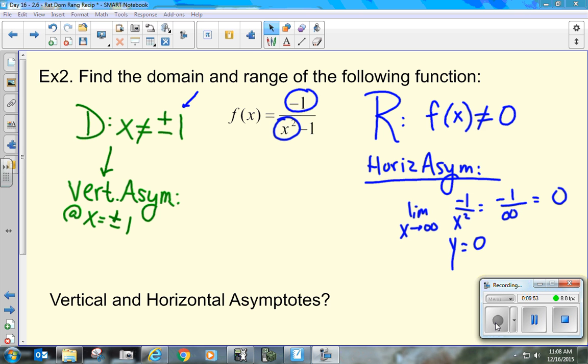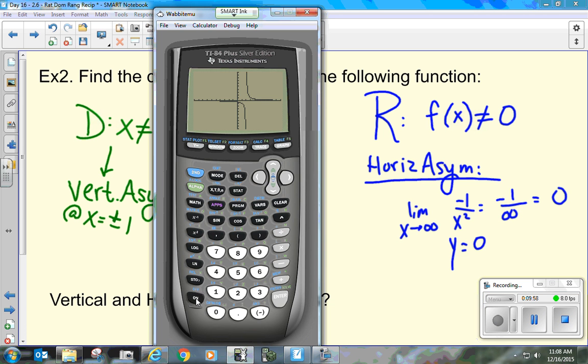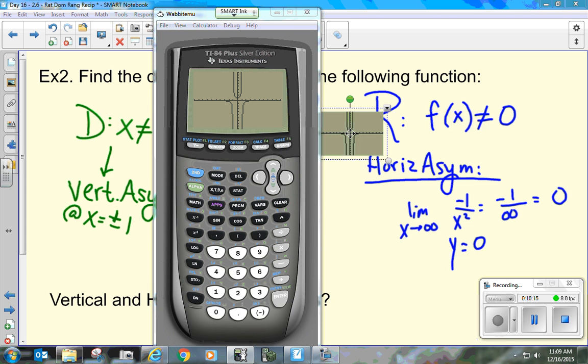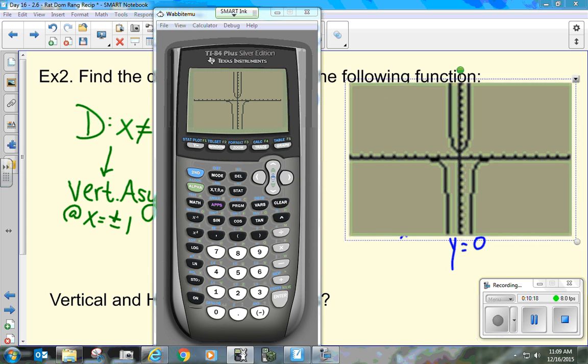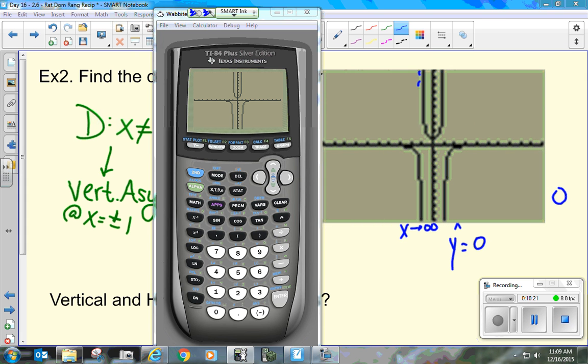So let's graph this and see if we're right. Negative 1 over x squared minus 1. Y equals, clear. Negative 1 over x squared minus 1. If I graph that, look at that, the asymptotes at negative and positive 1 are the vertical ones. There's negative 1, there's positive 1, we have 2, and there's 0. Good. Sweet. Looks like we know what we're doing.